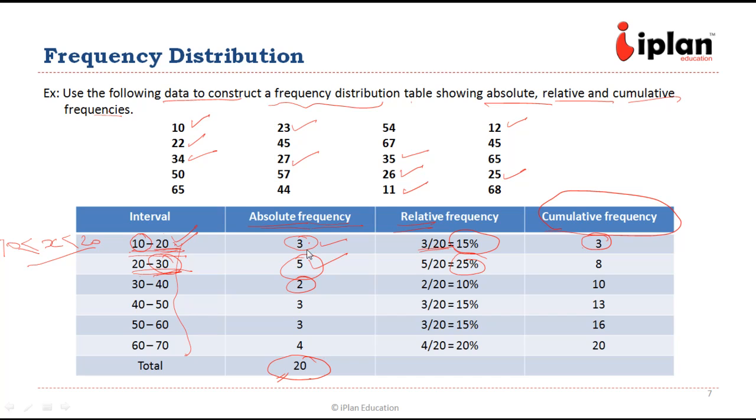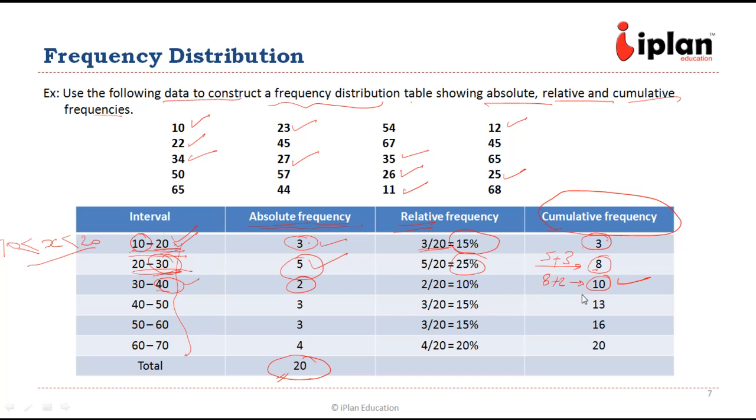So we take the sum of these two. 5 plus 3 is 8. This is 5 plus 3. Similarly, if we say how many values are below 40, which is the upper bound of this interval, we know that there are 2 values between 30 and 40, and there are 8 values which are less than 30. So 8 plus 2 becomes 10. There are 10 values which are below 40.